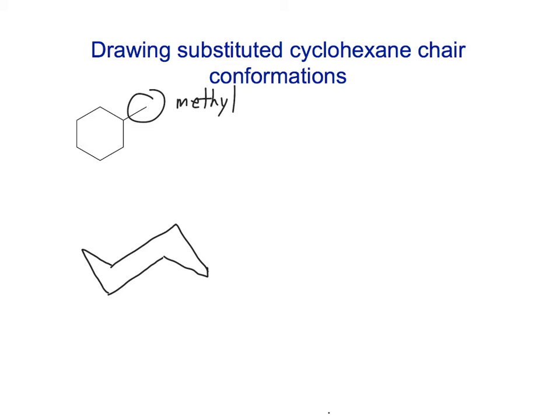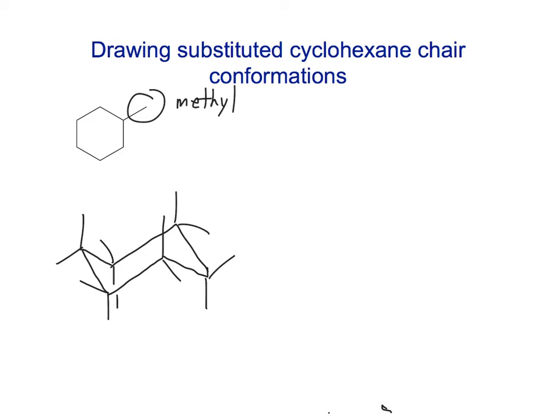So when I do these structures, what I'll do is I'll draw the ring, I'll draw all of the bonds, axial bonds and equatorial bonds. And once I've done that, I will then go back and place the substituents.